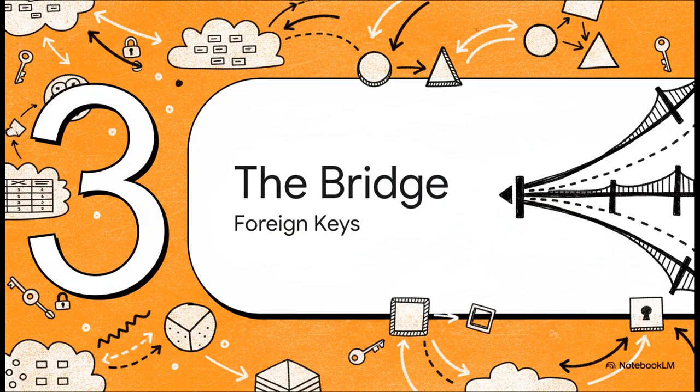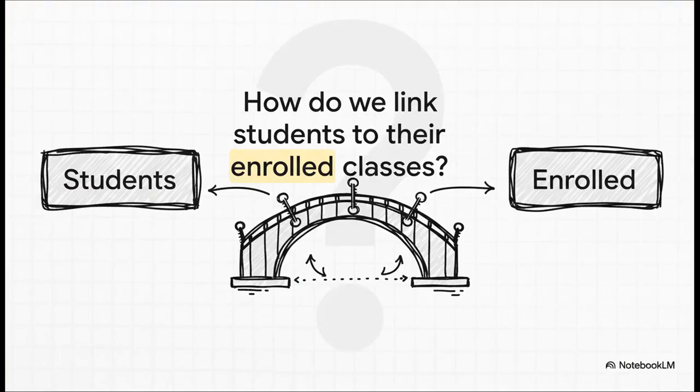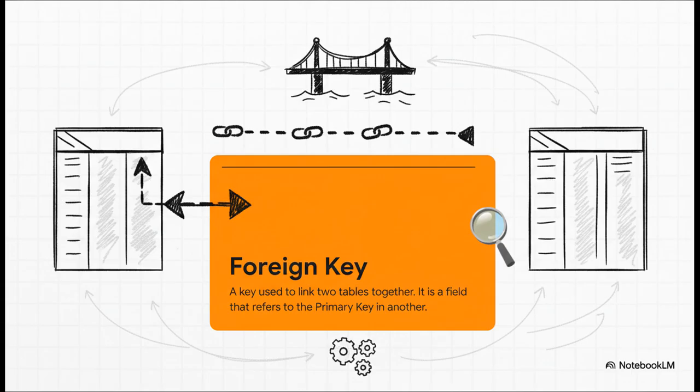Okay, on to our next challenge. Now that all of our data is nicely anchored, how do we start building connections between different sets of data? Right, so we know who our students are in one table, but what about their classes? We need a way to link our students table to, say, an enrolled table. We need to build some kind of bridge between them so we can create a meaningful relationship. And this is the perfect job for the foreign key. It is the exact bridge we need.